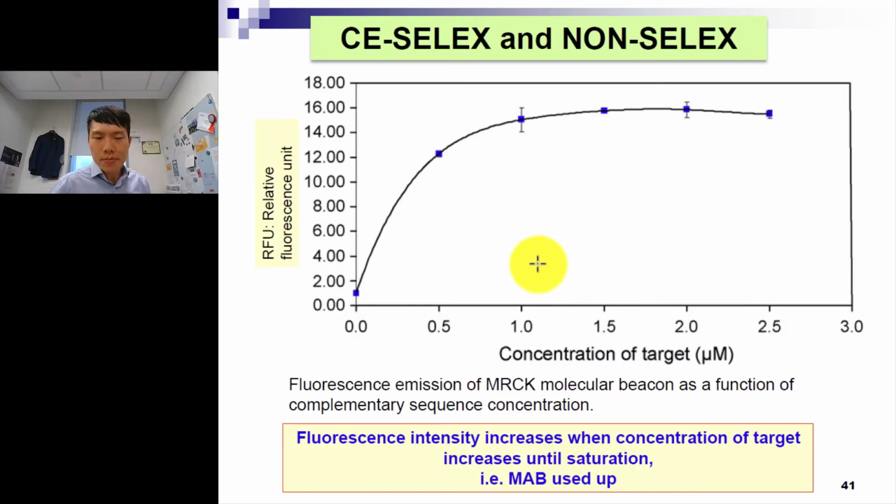Here you have this graph, where the y-axis is the RFU, the relative fluorescence unit, because we are using a laser-induced fluorescence detector to measure how much it fluoresces. We see a tapering. This is an asymptote, because once you reach saturation, there's no more increase in fluorescent emission of this MRCK MAB. Remember, MAB is a molecular aptamer beacon. So we know that this is the part that has reached saturation. Then I'll continue in the next part.